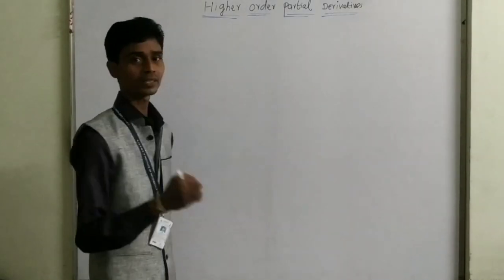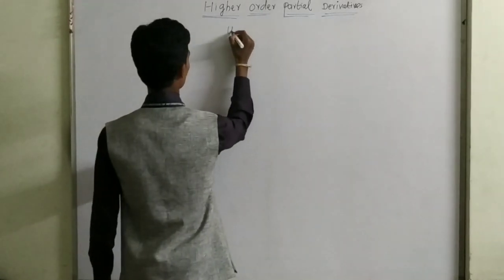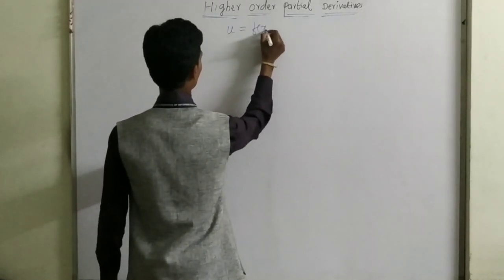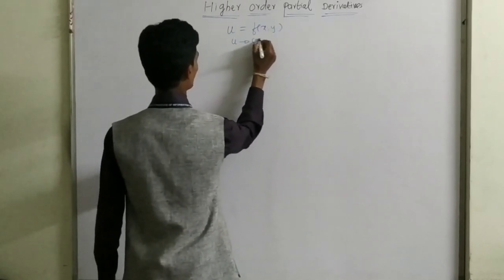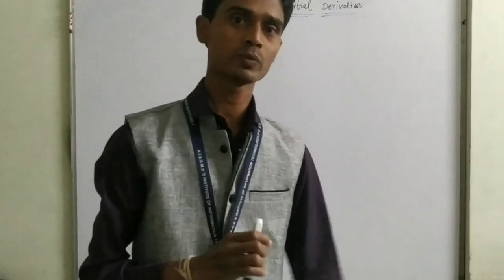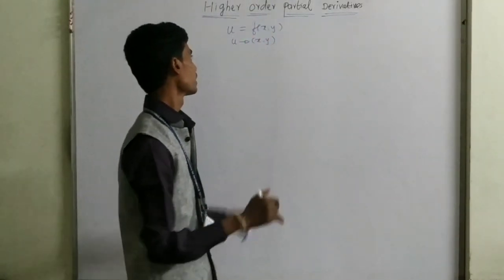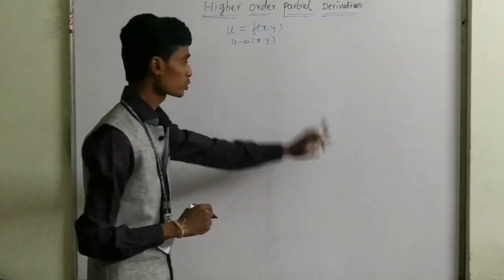Clear? So first I am taking one function to find the partial derivative. Suppose I am taking u is equal to f of x, y. That is, u is a function of two independent variables x, y. I am just explaining this concept using two variables. Similarly, three variables are also possible. So now u is a function of two variables.